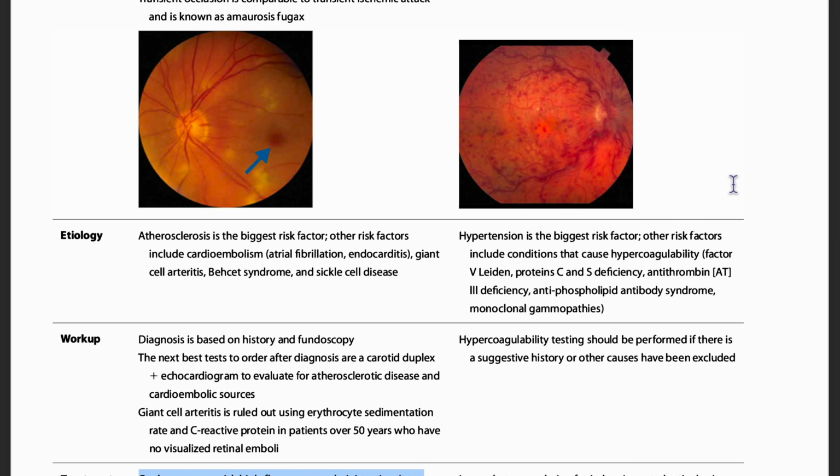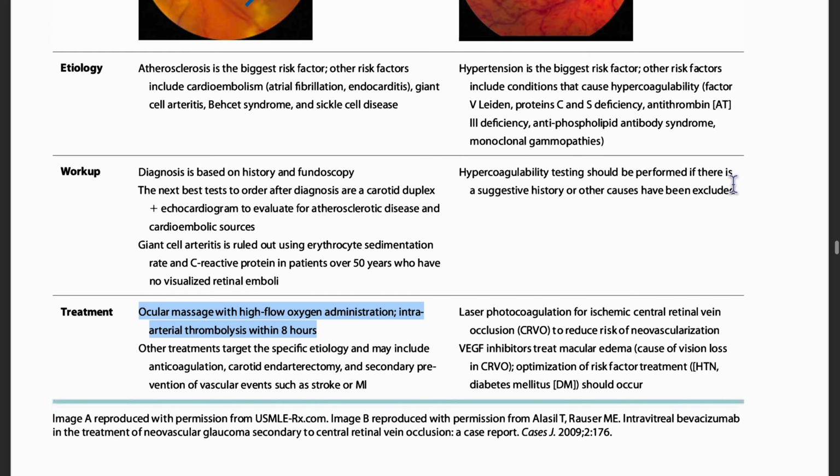Etiology: hypertension is the biggest risk factor. Other risk factors include conditions that cause hypercoagulability: factor V Leiden, protein C and S deficiency, antithrombin III deficiency, antiphospholipid antibody syndrome, and monoclonal gammopathies. Workup is hypercoagulability testing, which should be performed if there is suggestive history or other causes have been excluded.